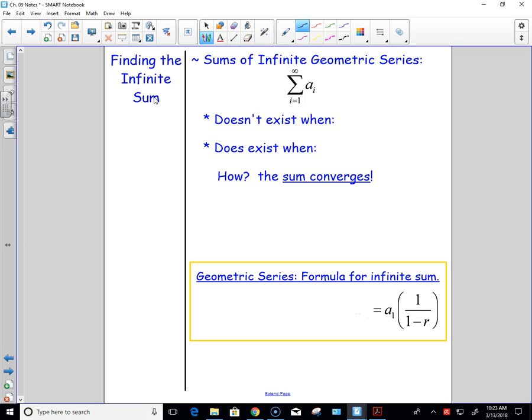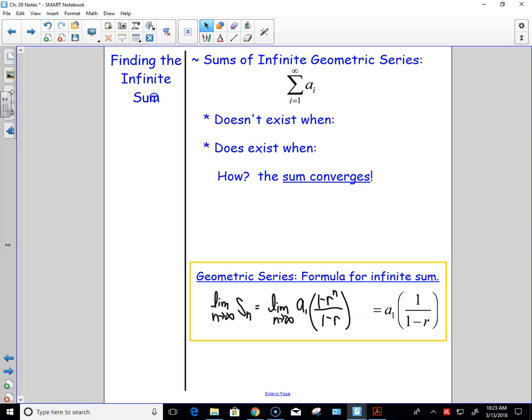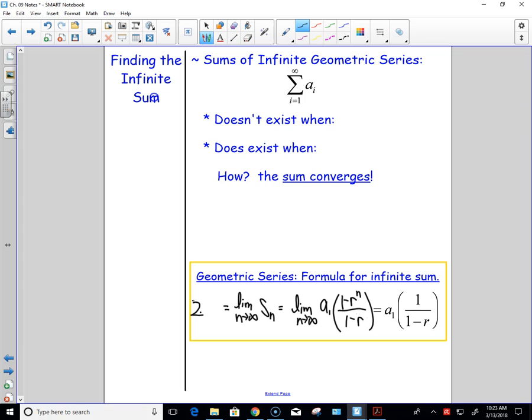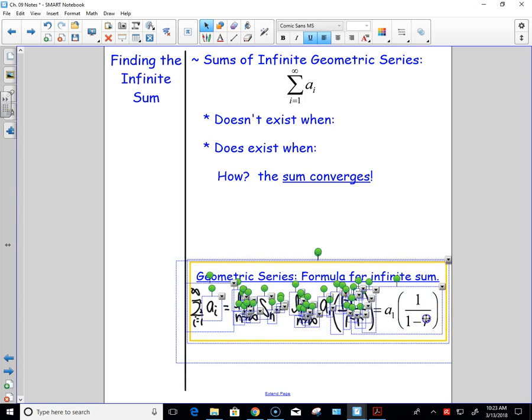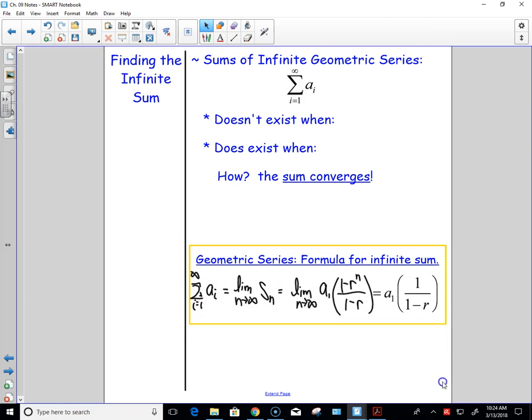And exactly what's going on is the limit as n goes to infinity of s sub n equals the limit as n goes to infinity of a sub 1 times 1 minus r to the n all over 1 minus r, which will equal the infinite sum of, we'll just say our nth term, when.